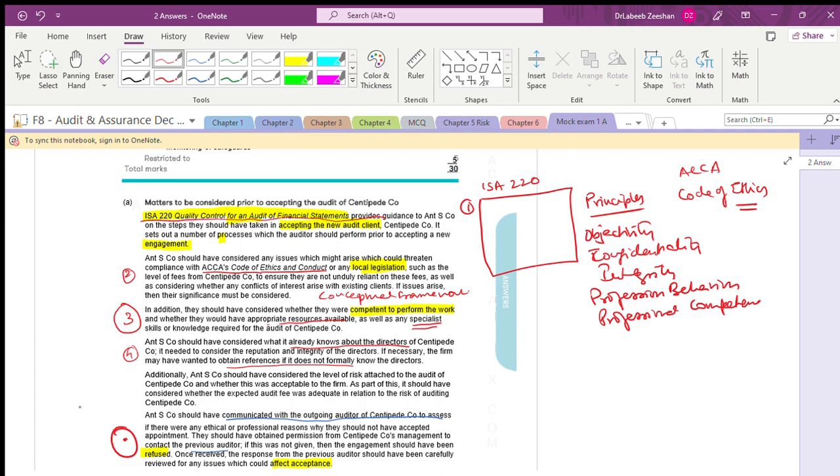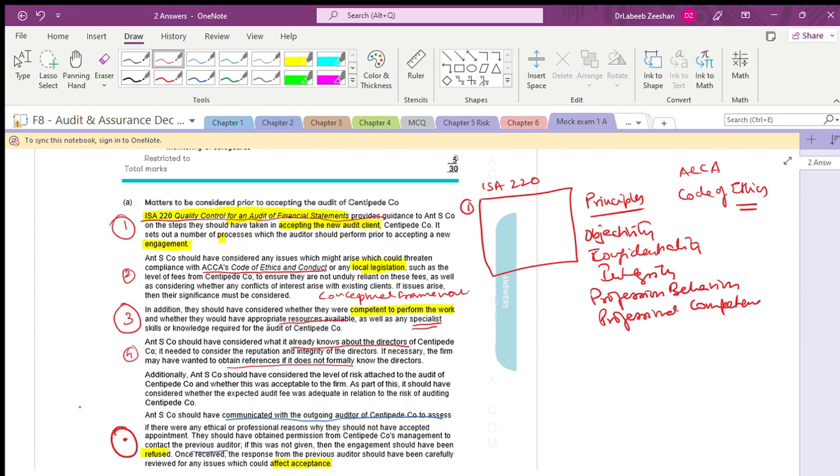Apart from that, this is a little bit difficult. Maybe for you it is easy, but I will say you have to do it. There is no other option. You have to write this: we have to take into consideration ISA 220 and follow the procedures laid down as per ISA 220.